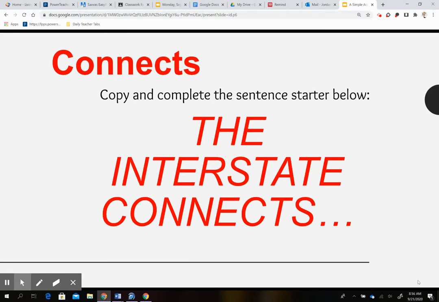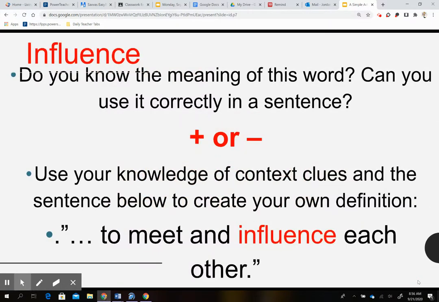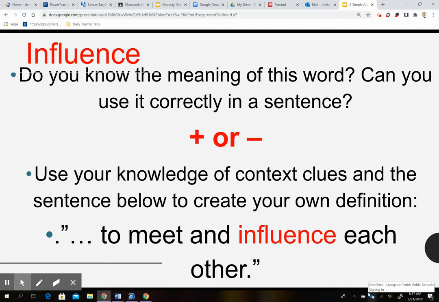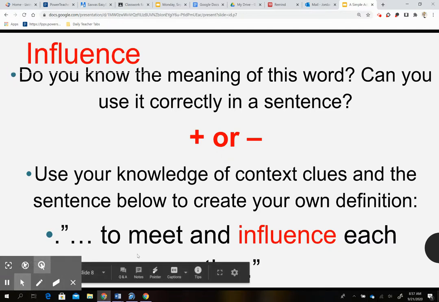And let's move on. Our next word is influence. Do you know what influence means? Plus sign if you do, minus sign if you do not. To meet and influence each other. So what do you think the word influence means in this context?